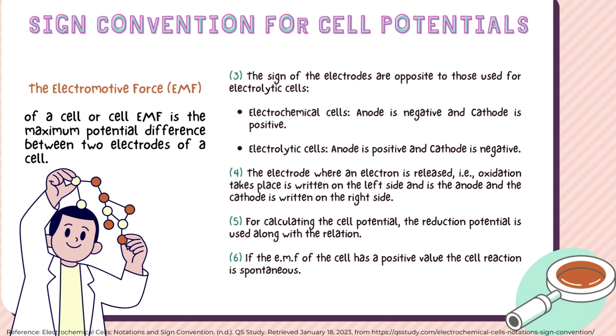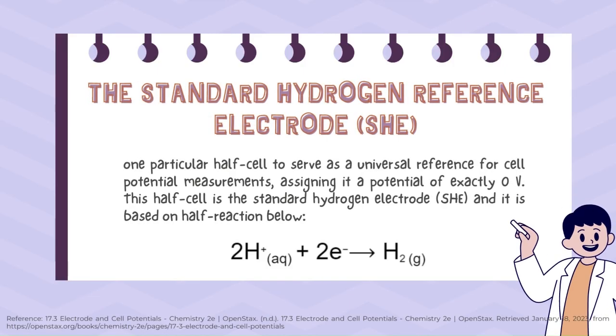So if the cell works in such a way that an electron is released at the left electrode and is driven through the external circuit from left to right, the cell reaction will be spontaneous. And that is all for the sign convention for cell potentials. So let us now proceed to the standard hydrogen reference electrode.